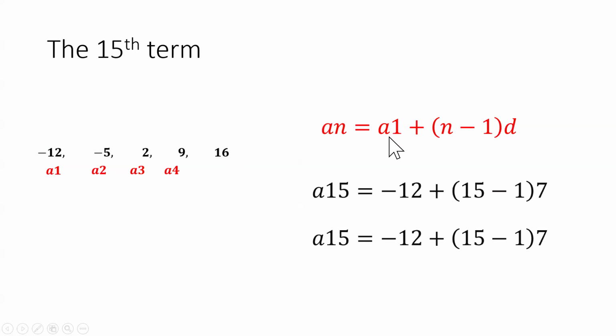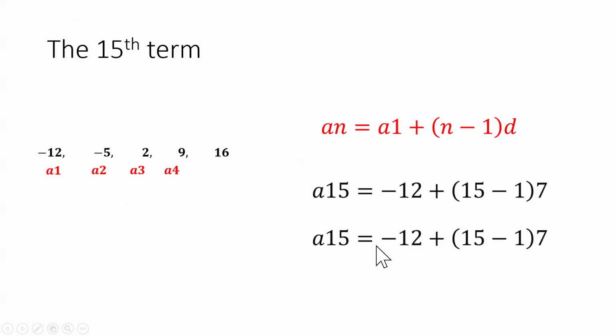What is the first term here? Minus 12. I put it here. A1 is the first term, plus... now, 15 minus 1 is 14. Correct? 15 minus 1, because I'm trying to find the 15th term. 15 minus 1 is 14. 14 times 7 minus 12.